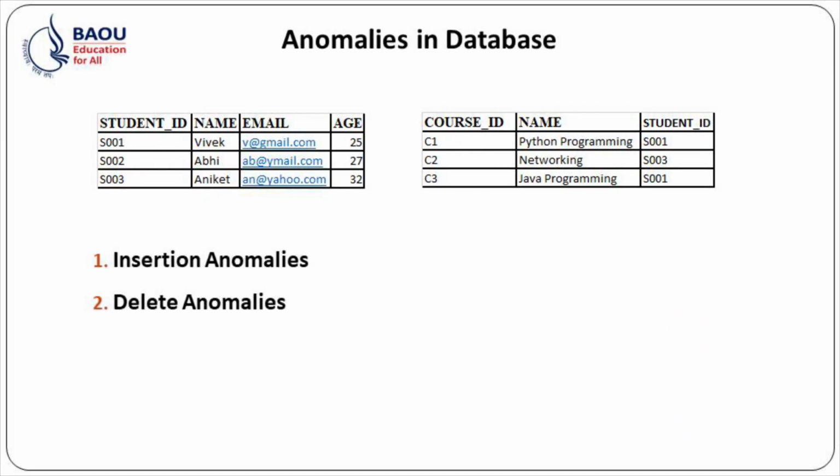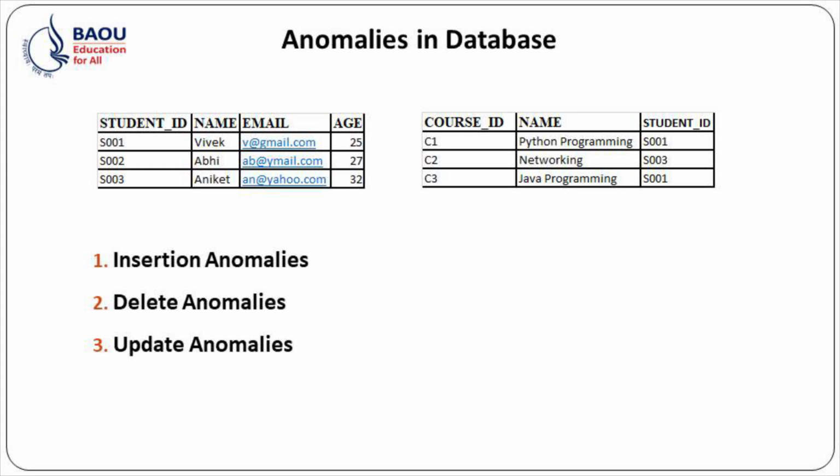Now the next one is the deletion anomalies. If a record is deleted from the primary key table or parent table, that means the student table, it will not permit because its reference is associated with the child table or foreign key table. For example, if we try to delete the record from the student table where the student ID is S003, it will not permit deleting the record. In order to avoid such a situation, we can use the cascade update or cascade delete in the course table while processing.